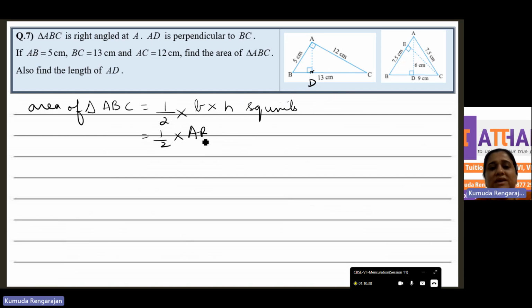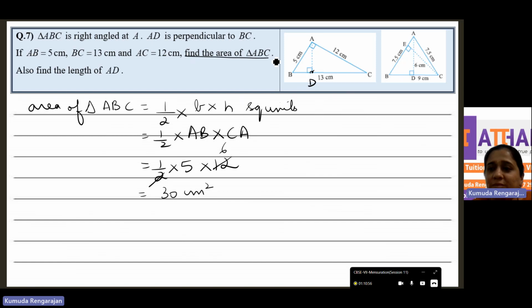AB as the base. If you take AB as the base, which is the altitude? Or CA. Correct. Now substitute half into what is AB? 5 into CA 12. How do you simplify? Now we found the area of the triangle ABC, correct? Next we should find the length of AD.